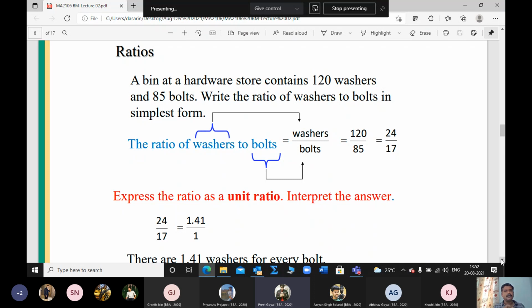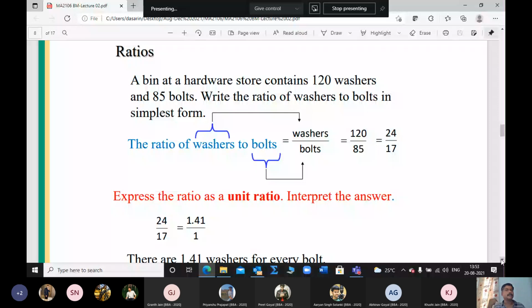85 bolts were there. So I am going to put that 85 in the denominator when I find the ratio. The first part is over. I'll read the problem again and again so that I get a clear picture of what I want to calculate. 120 washers were there, 85 bolts were there.